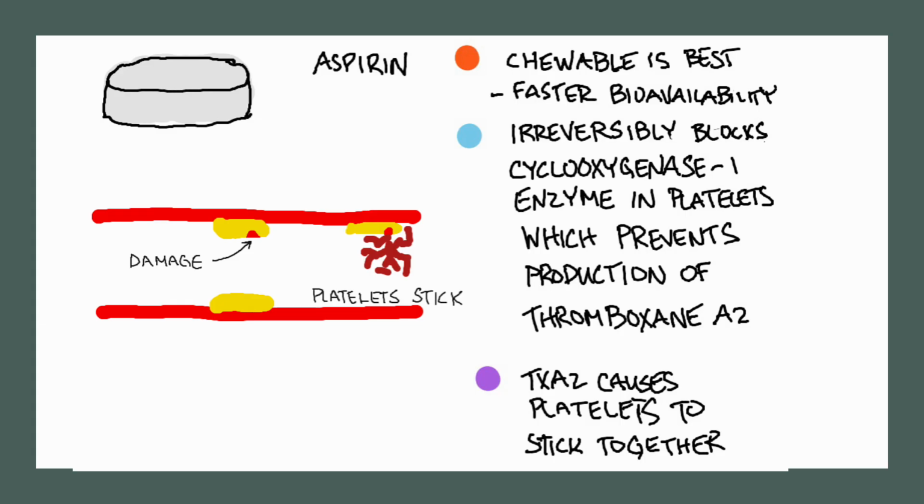The aspirin irreversibly blocks cyclooxygenase 1 enzyme in platelets, which prevents the production of thromboxane A2. Thromboxane A2 plays a role in the platelets sticking together and forming that clot. So if you can give the aspirin really early, that could stop the clot from growing even bigger.